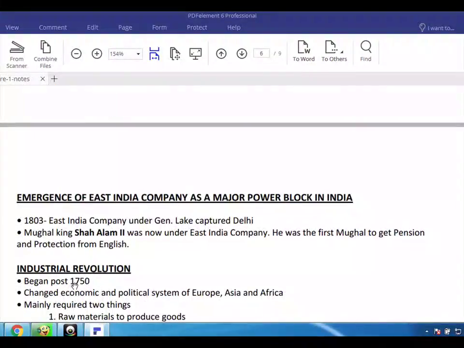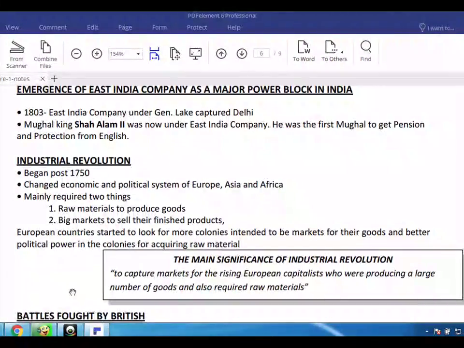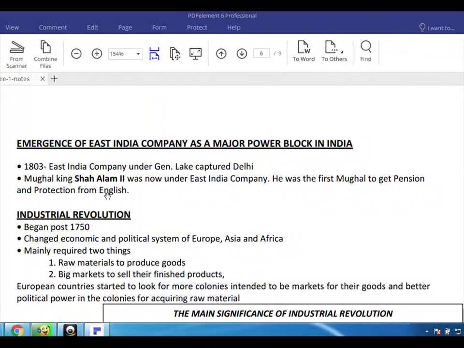The emergence of East India Company as a major power block in India. In 1803, East India Company under General Lake captured Delhi. Mughal King Shah Alam II was now under East India Company. He was the first Mughal to get pension and protection from the English.